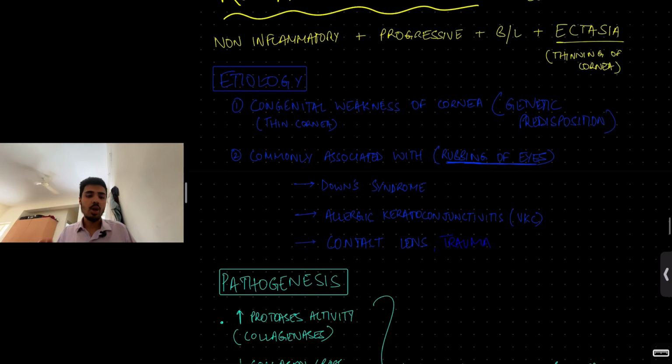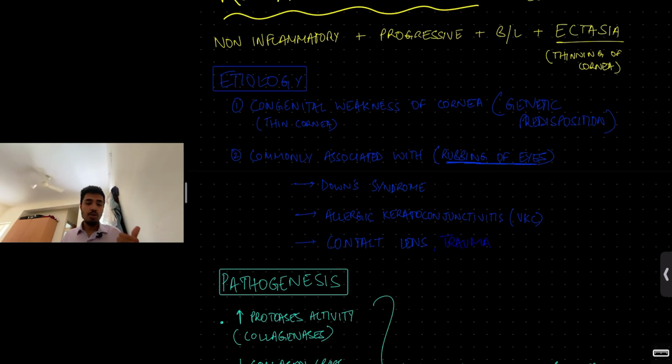What could be the cause? Congenitally, you have a very weak cornea because of genetic predisposition. So therefore, a very thin, weak, genetically predisposed cornea. That could be a cause. Or it is associated with some other conditions like allergic keratoconjunctivitis, contact lens, trauma, Down syndrome.